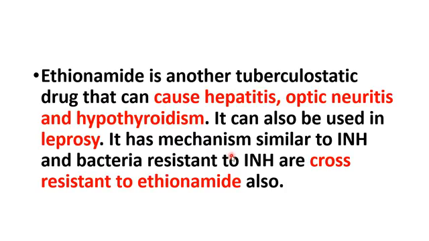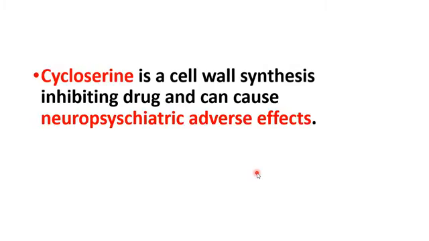And I have told you in the previous class, yesterday's class, that it has a mechanism similar to isoniazid. So if there is a mutation in the INHA gene, there it will be cross resistant to ethionamide as well, because they both share a similar mechanism of action.